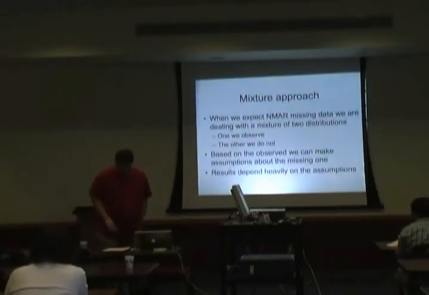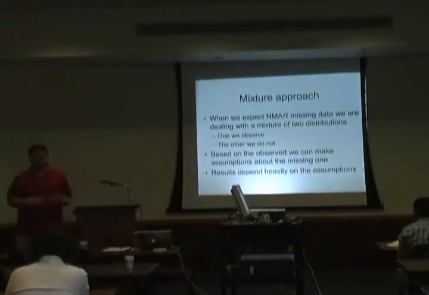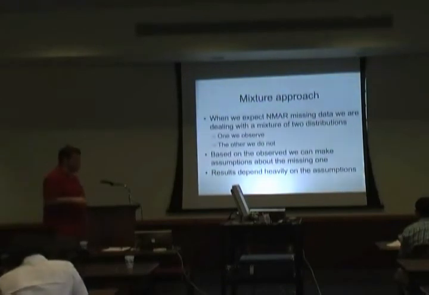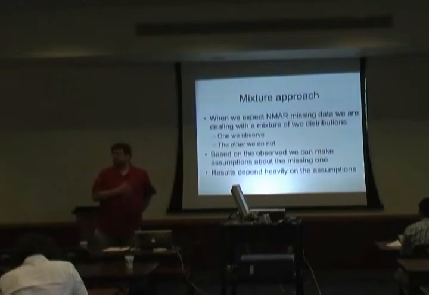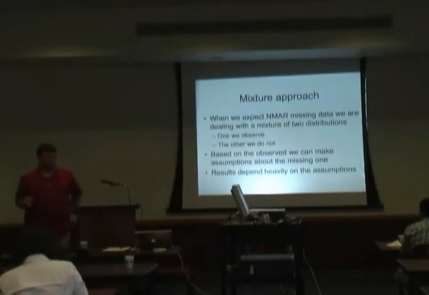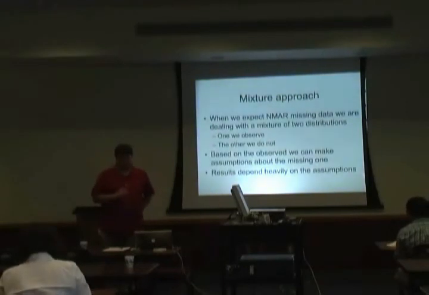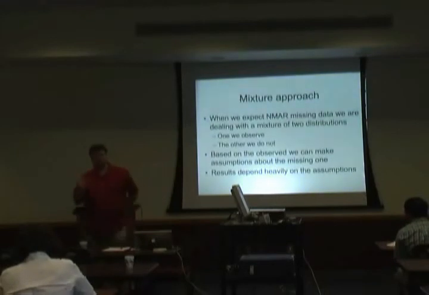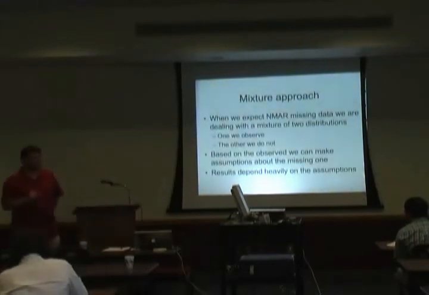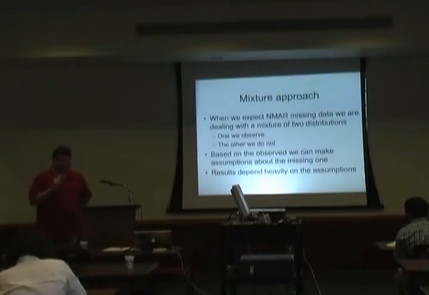In the mixture approach, you basically assume that there are two distributions within your data. That's why it's a mixture. Mixtures are data with multiple distributions. One is what you observed, that is a distribution. And the other is what's missing, that is another distribution. Now, we don't know what the missing distribution looked like. We just know that it's different from the one we observed. Because it's not missing at random, we know it's different. Now, if you can make some good assumptions about how that distribution is different, then you can estimate in the missing data.